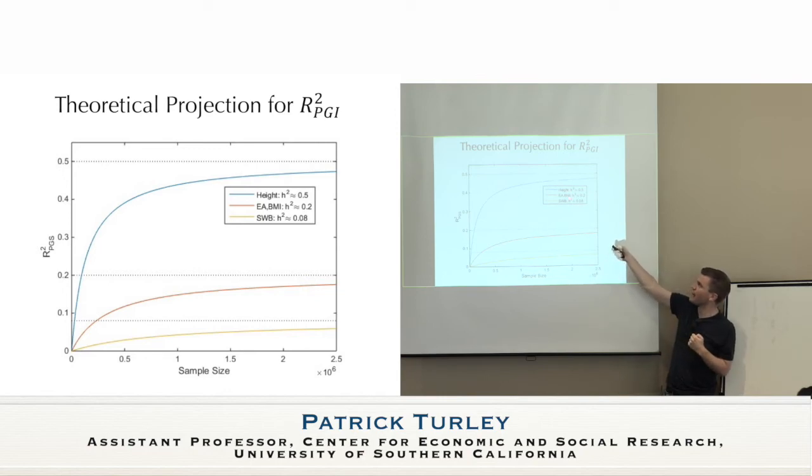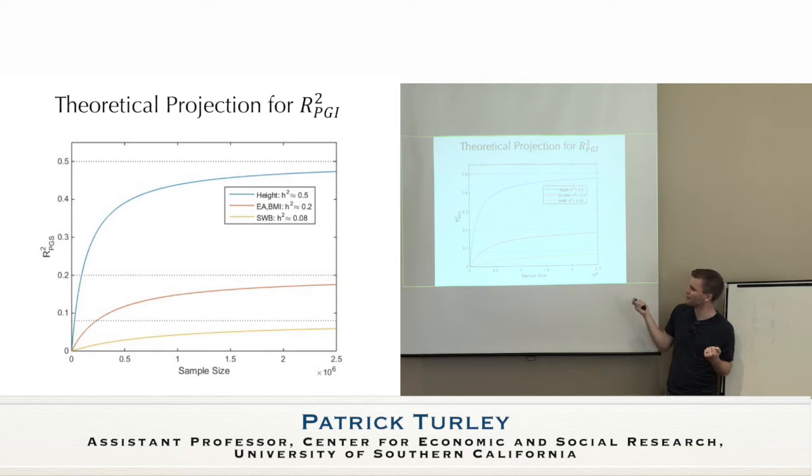For something like EA or BMI, the SNP heritability is closer to maybe 20%. And so in a sample of 1 million people, maybe we'd expect to see around a 15% R squared or something like that, and increasing up to the 20%. So when we're at 2.5 million, maybe we're at 18. For something like subjective well-being, the SNP heritability is closer to 8%, and so this is rising up much more slowly. Even at a sample size of 1 million people for subjective well-being, we're only getting about half of the SNP heritability there.